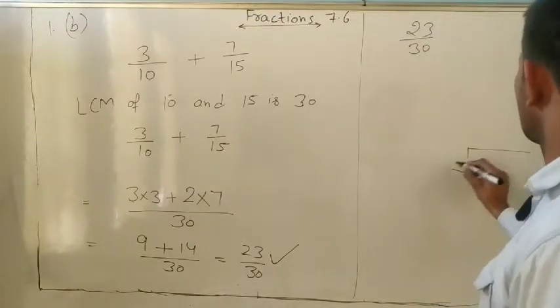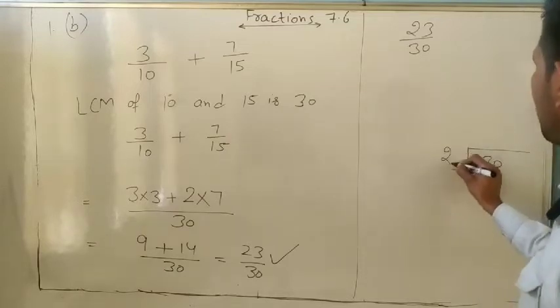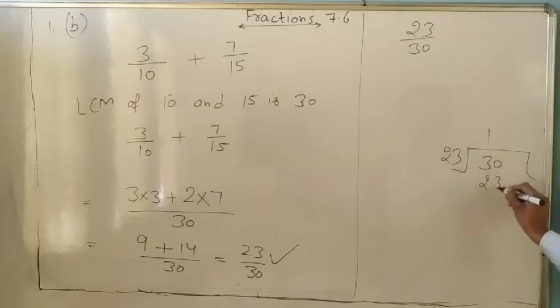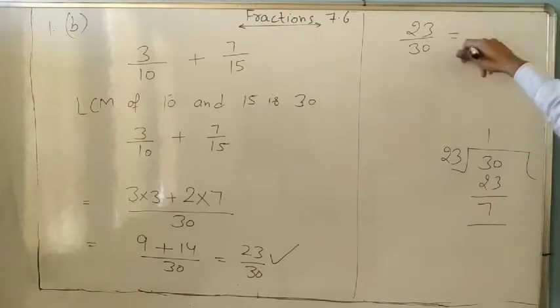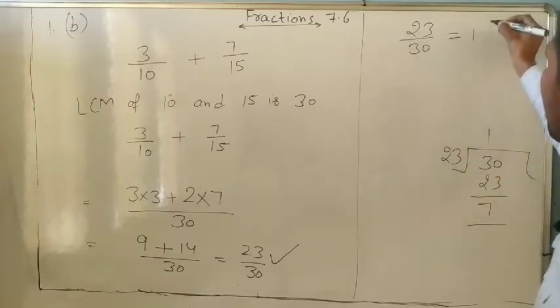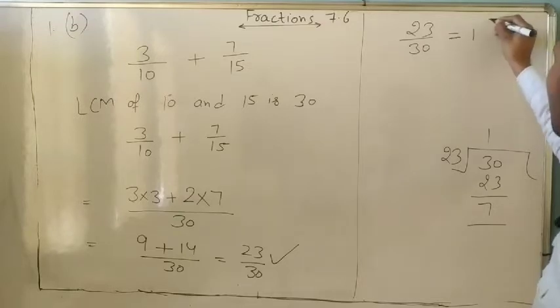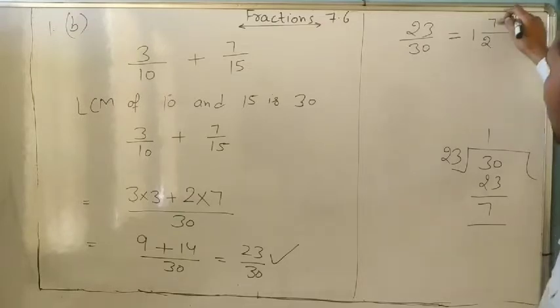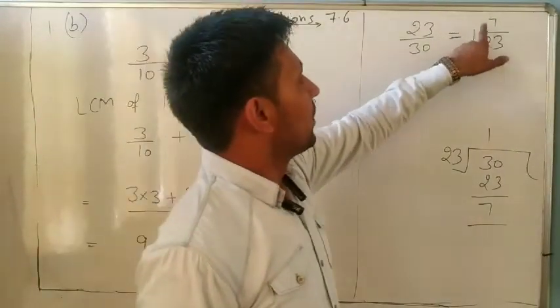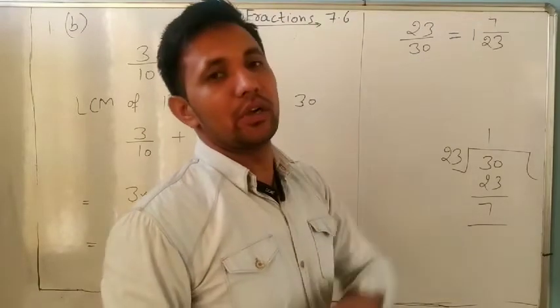So 23 divided by 30. Always here we will write the quotient, and here the remainder, and here the divisor. Okay, so this one is 1 and 7 upon 23.